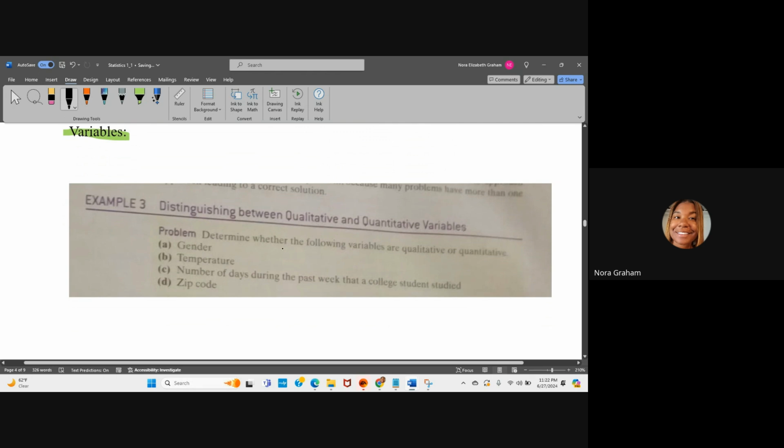The problem: determine whether the following variables are qualitative or quantitative. Gender is going to be qualitative. I think they only want us to say if it's qualitative or quantitative. So this is qualitative, because I'm not counting a number, and you only have male and female. It's a characteristic to be male or female; your gender is a characteristic. Temperature is going to be quantitative because I can count the temperature. I'm dealing with numbers.